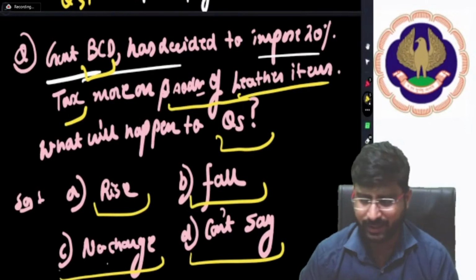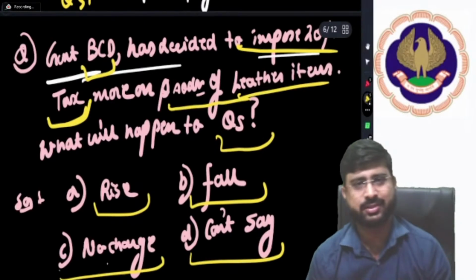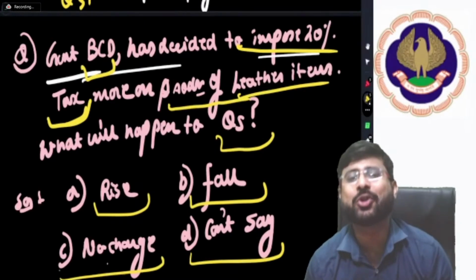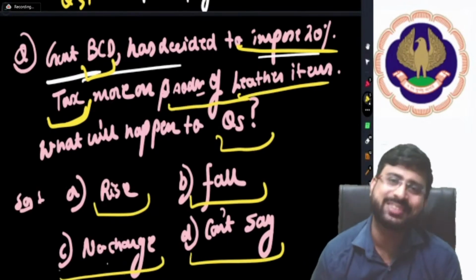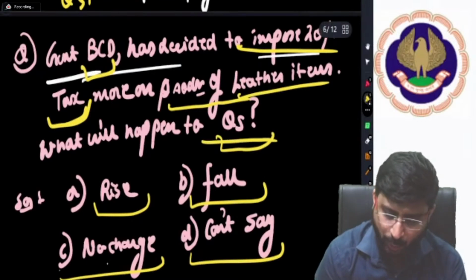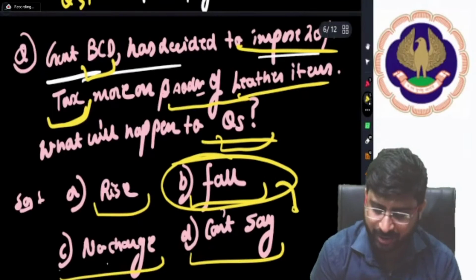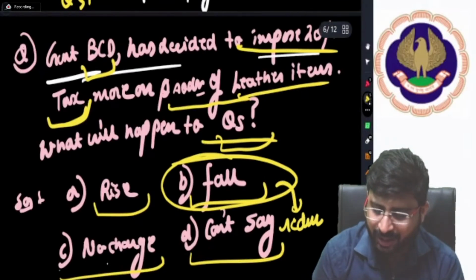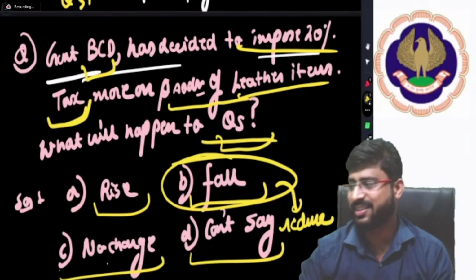Absolutely correct. The more the taxes, the more the cost, which means lesser profit. Lesser profit means lesser supply. Very simple. And so what will happen to quantity supplied? Quantity supplied will fall, or I would say quantity supplied will reduce. Yes, sir.